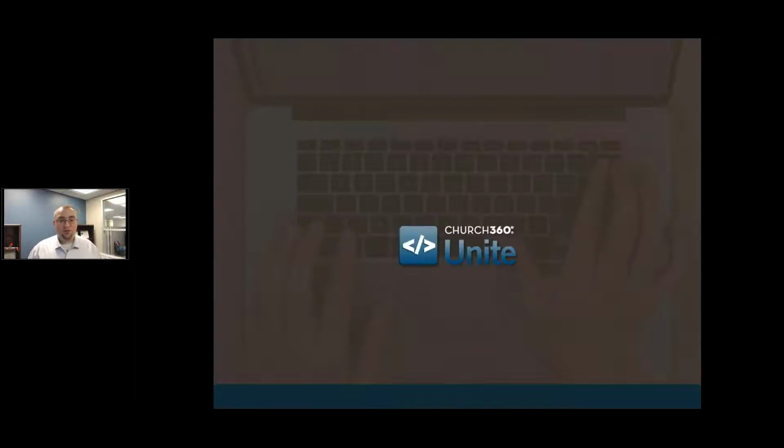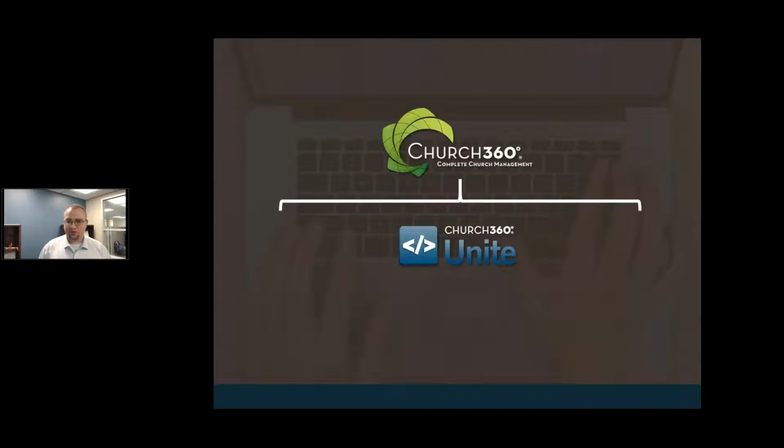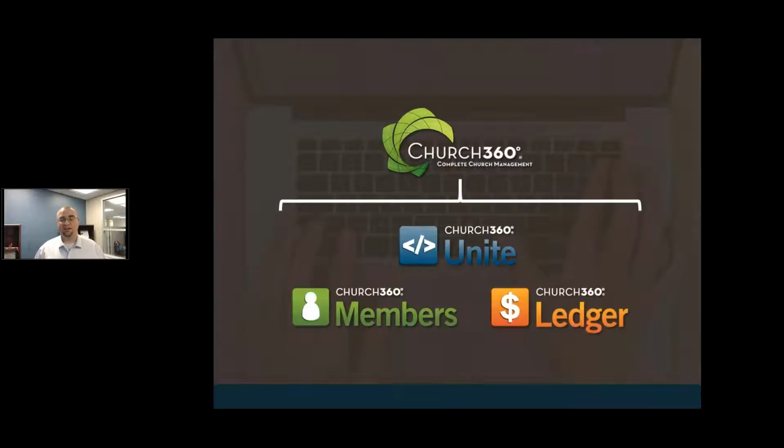Church360 Unite is our church website builder, and it is part of the Church360 suite of products. There are 3 products in that suite. Church360 Members helps you manage your membership, attendance, and offerings, and Church360 Ledger allows you to manage your chart of accounts. I may mention those today, but we're not going to get into them in great detail. We're going to focus on Church360 Unite.